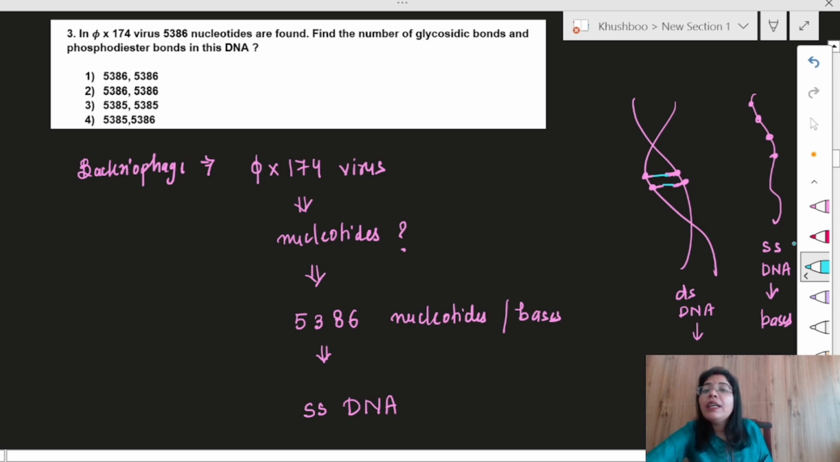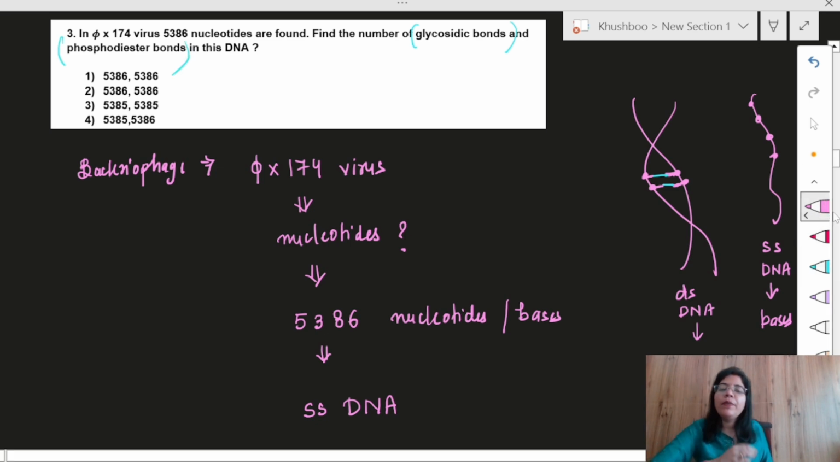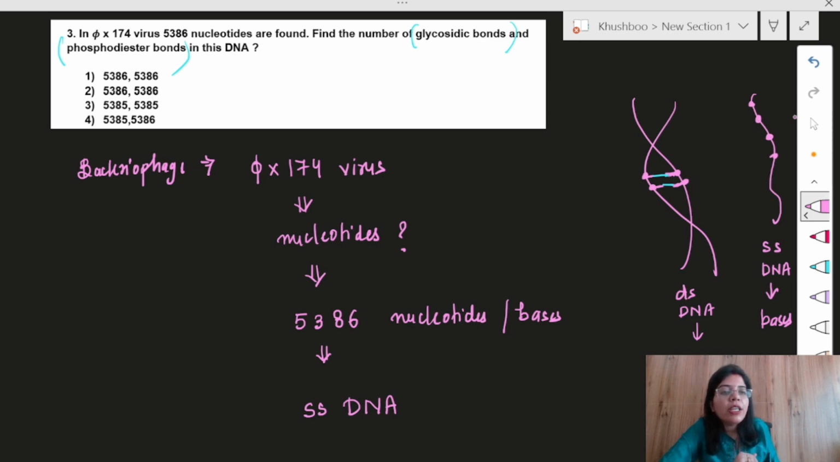So how many glycosidic bonds are required and how many phosphodiester bonds are required? What's the meaning of glycosidic bond? A glycosidic bond is a bond between a sugar and the nitrogen base. If I have 5386 nucleotides, then how many glycosidic bonds are required? Same number. For example, if you have 4 nucleotides, you require 4 bases, and for connecting these 4 bases you require 4 glycosidic bonds. So glycosidic bonds will be the same as the number of nucleotides.